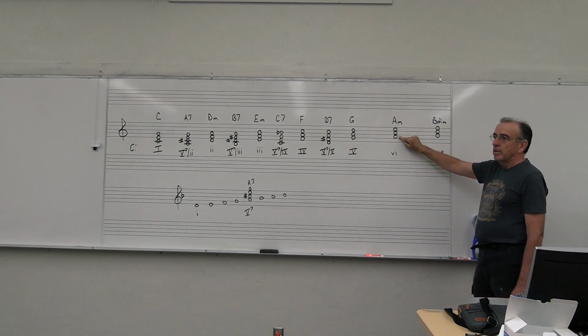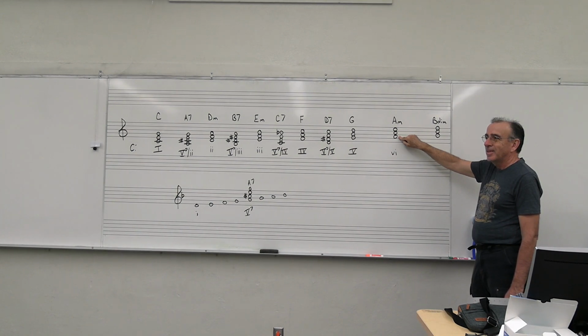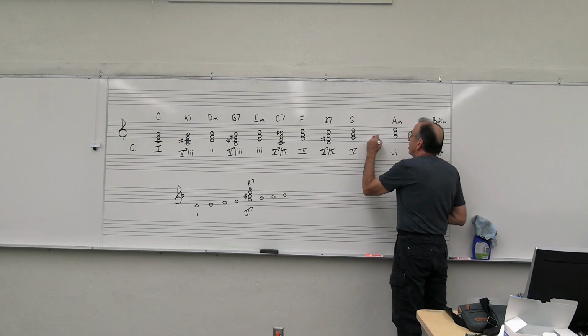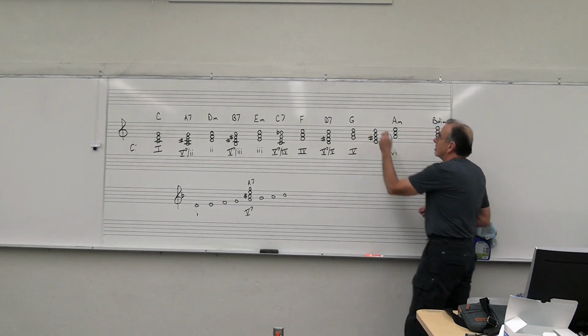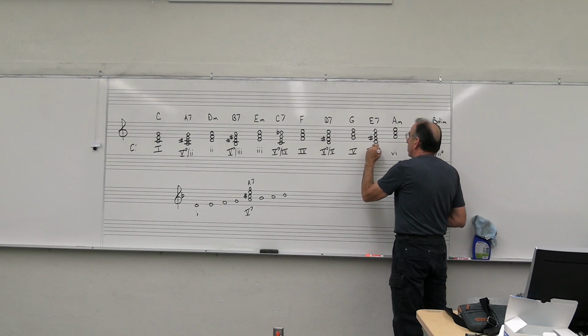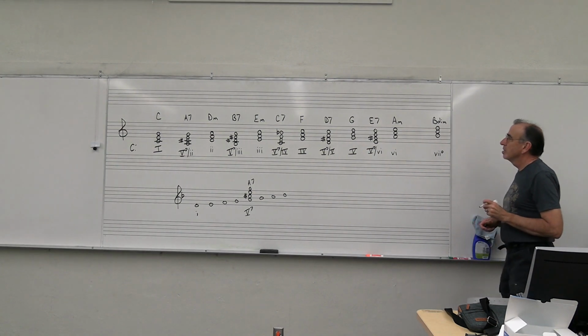What about the A? What's 4 notes below A? E, yeah. So if I build a dominant 7th on E, and again make it a dominant 7th chord, then that's going to be an E dominant 7th, and that I'm going to call 5/7 of 6. The dominant of the 6th chord.